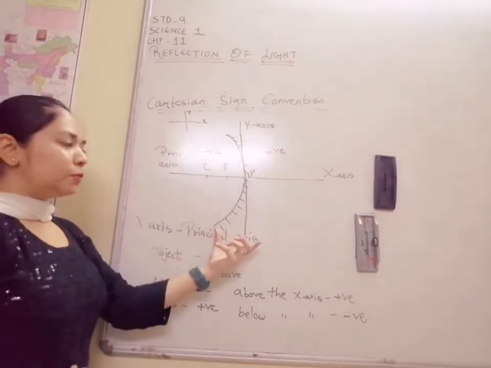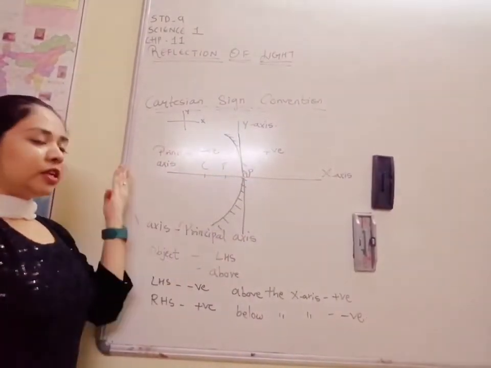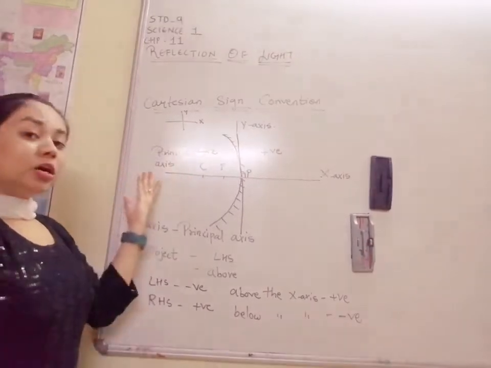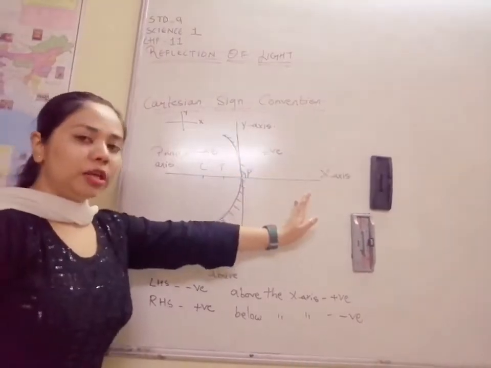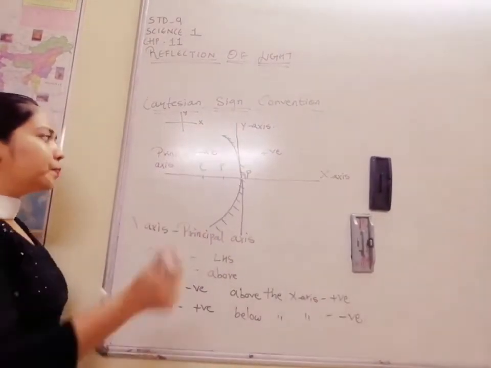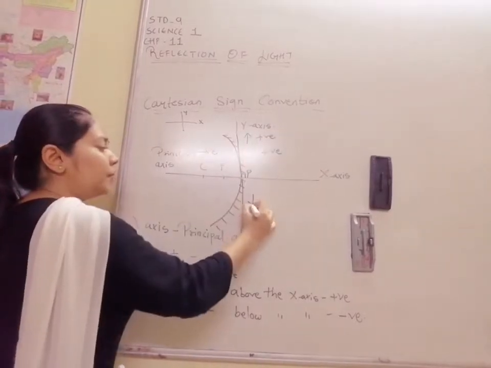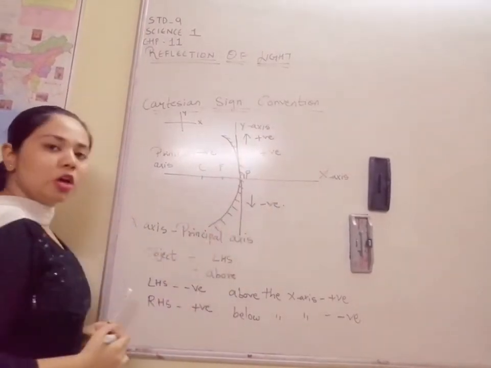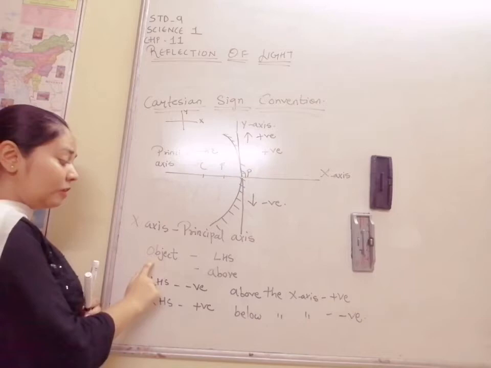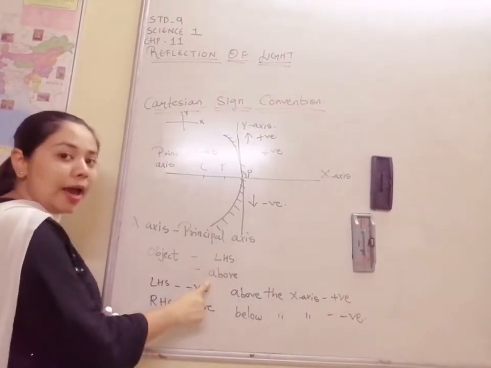We drew the y-axis perpendicular to the x-axis at point P. Everything on the left hand side of P is negative, and everything on the right side of P is positive. Above also it is what? It will be positive, and below it will be negative. Okay, the object will always be placed on the left hand side of the mirror and above the x-axis.